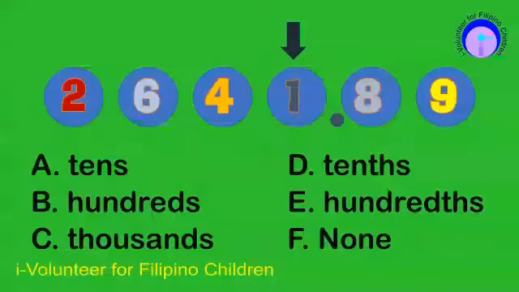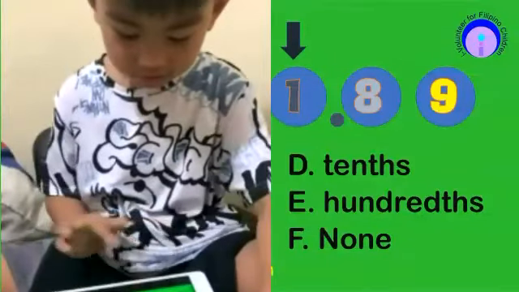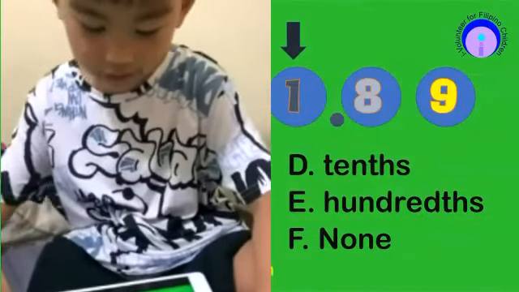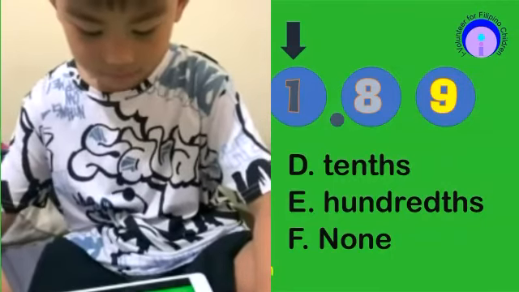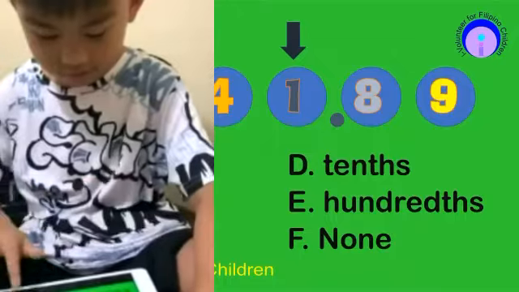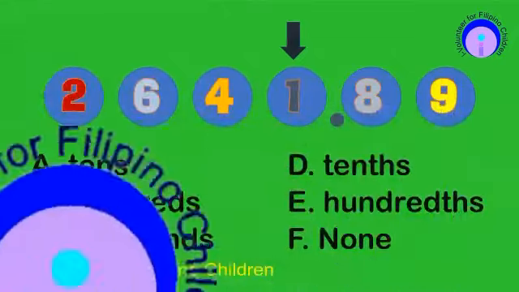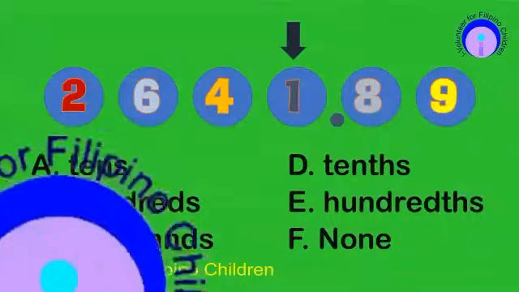For the last item, what is the place value of the digit 1? 1 is F, none. Place value of 1 is F, none.